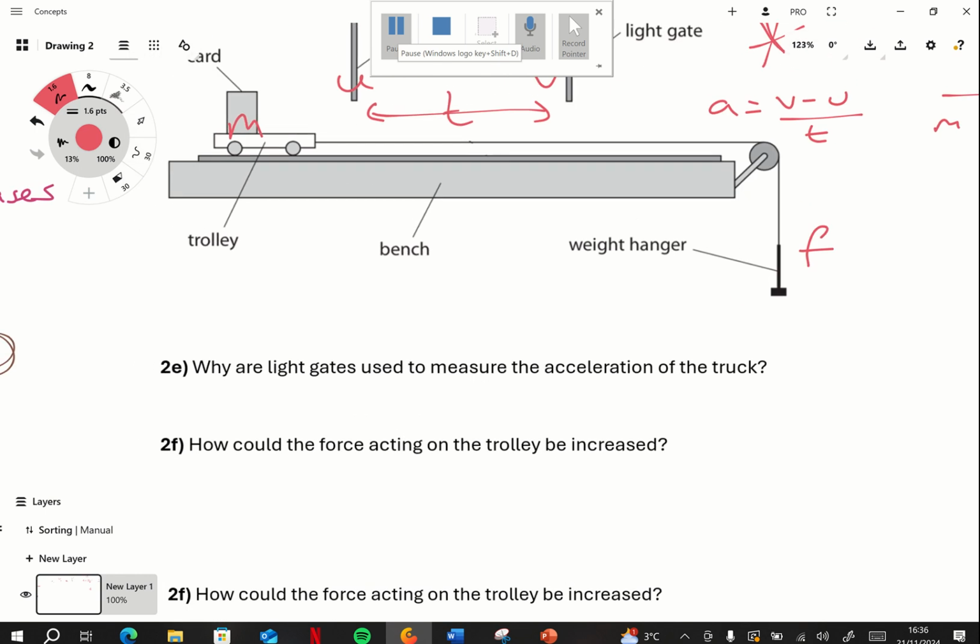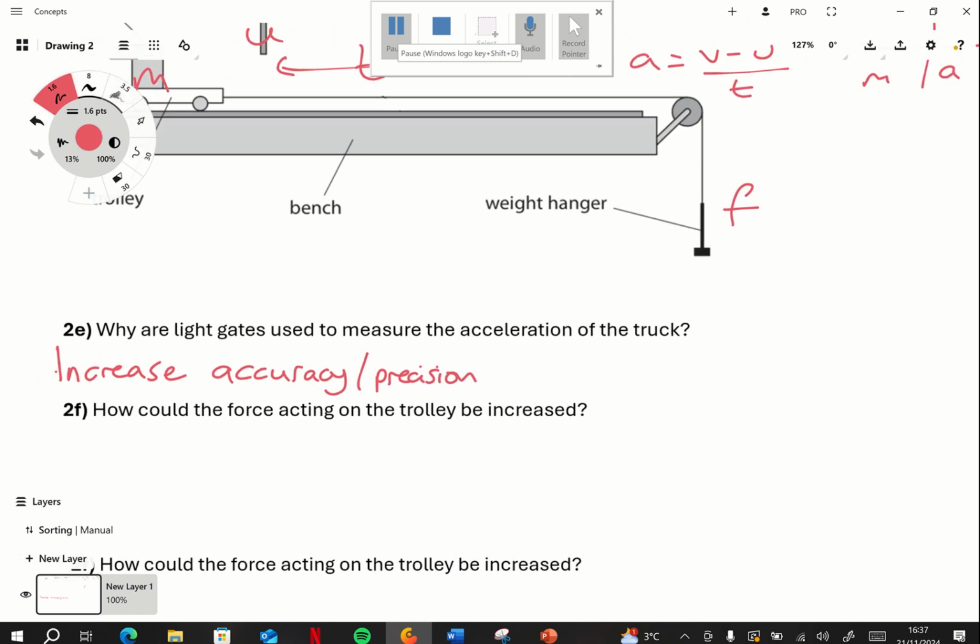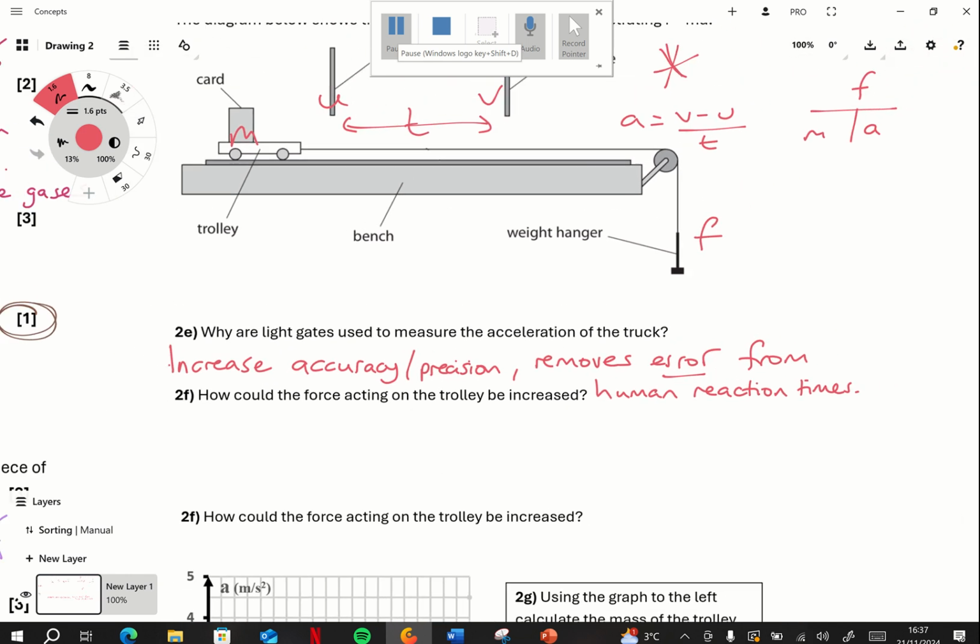So it says, well, the first part is, why do we use light gates to measure the acceleration? Well, they increase, I better not do that because you might do it in a test. So they increase the accuracy. If you wanted to, I'll use the word precision. They increase the precision. Why? Well, because they remove human reaction times. So they increase the accuracy. This removes error from human reaction times.